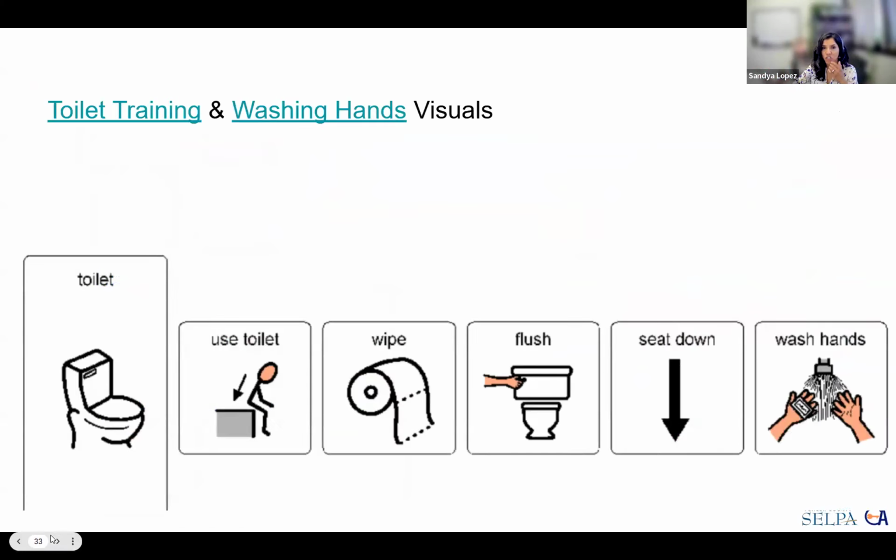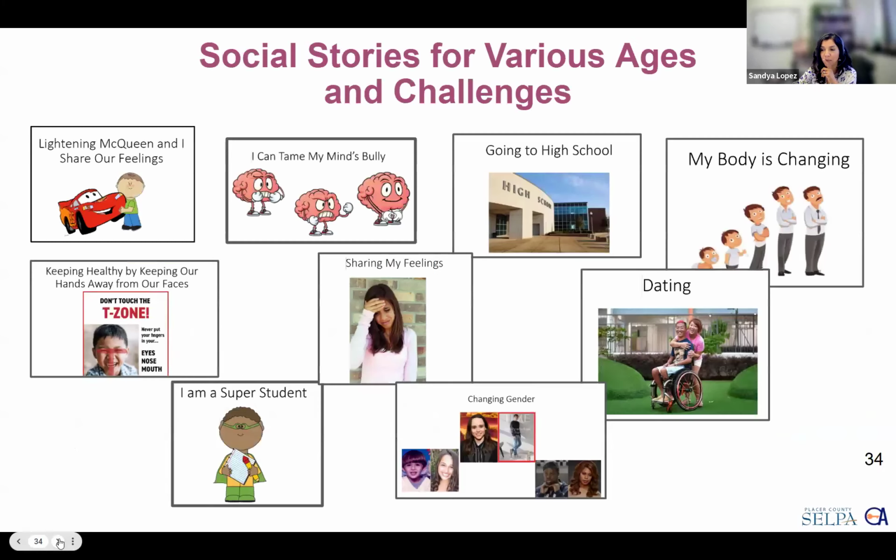They've also pulled together just visual supports to help with toileting. So toilet training and washing hands. This is an example of what that might look like. Next slide. And those are linked there at the top.